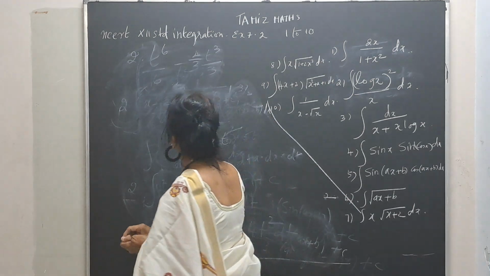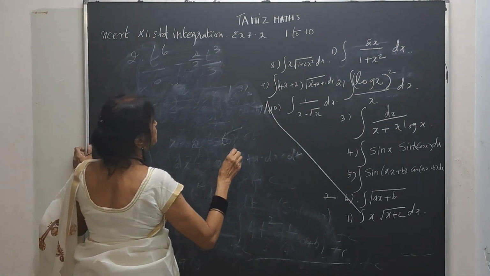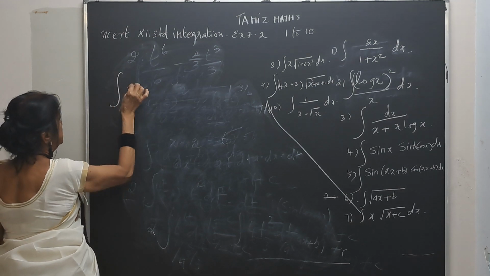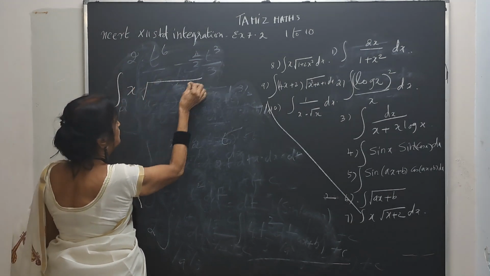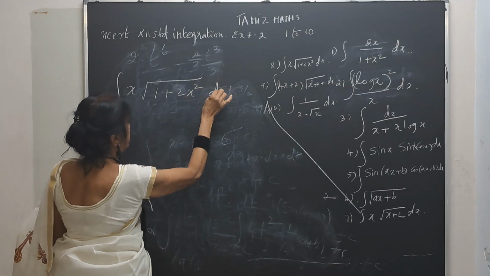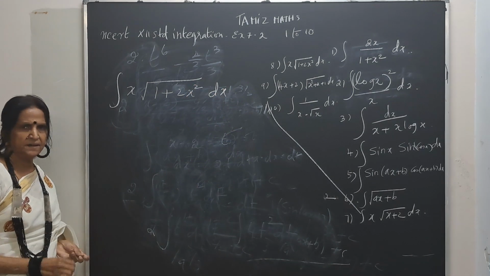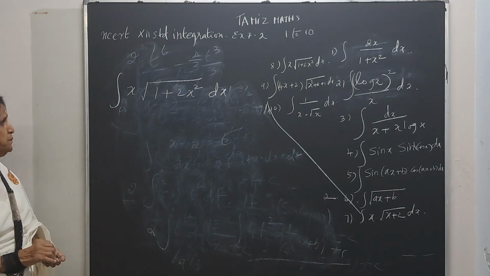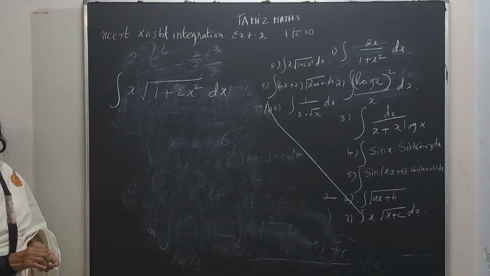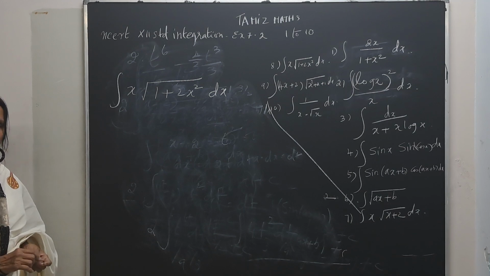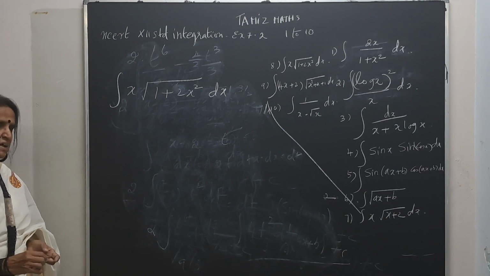Now the question is, integrate x into root of 1 plus 2x square dx. Come on. What will we do? What substitution you think we will get?